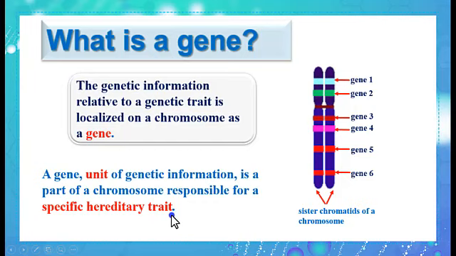So, what do we mean by this? Let's discuss. For example, gene 1 carries traits for the eye color, gene 2 carries traits for hair color, and so on. So, the genetic information is represented as genes on the chromosomes, and the gene is a part of a chromosome responsible for a specific hereditary trait.